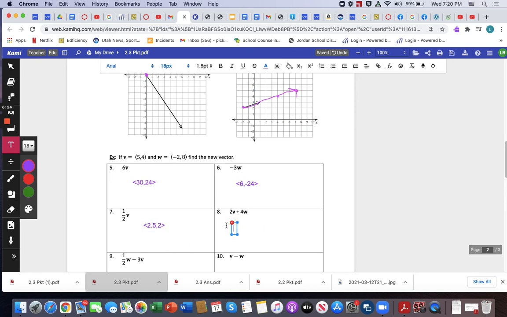This one gets a little bit trickier, 2v plus 4w. So we're going to say 2 times v is going to be 10, comma, 8, plus 4w, that would be negative 8, comma, 32. Okay, so we have one more step here. Add 10 and negative 8, and you get 2, comma, 8 and 32, 40. So 2, comma, 40 for the next one.